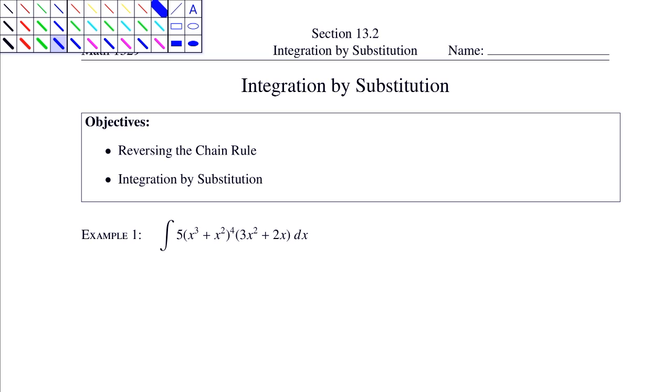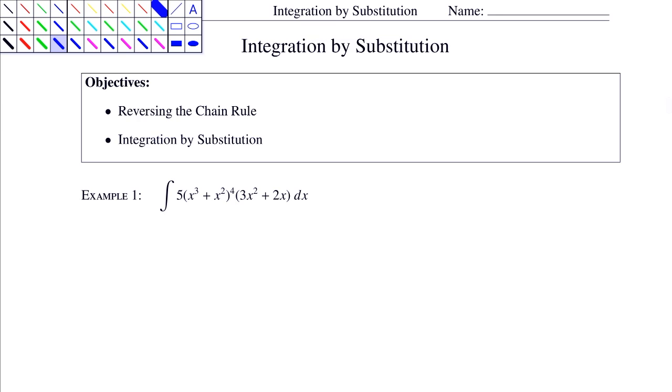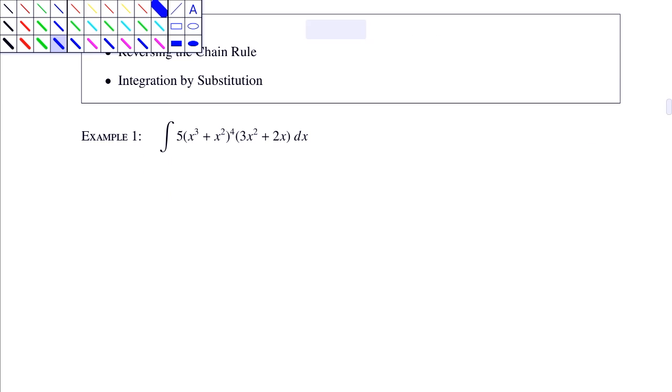All right, in section 13.2, we look at integration by substitution. Go ahead and take a look at example 1, and we want to do the integration here. What I want you to think about is, how did this integrand come about? What had to happen in order to get that to be the derivative of some function? Do you notice anything peculiar?